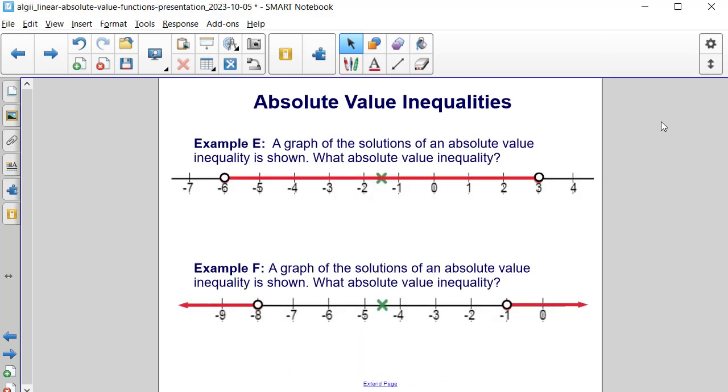Now let's go over 2 more examples. In these, we are provided a graph of the solutions of an absolute value inequality.